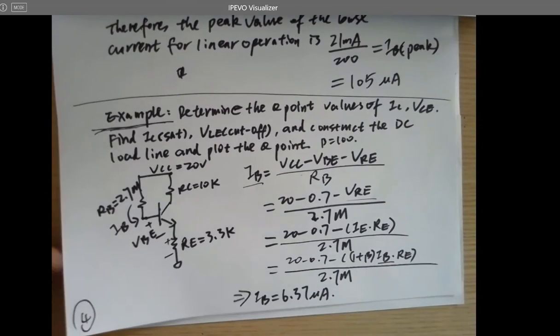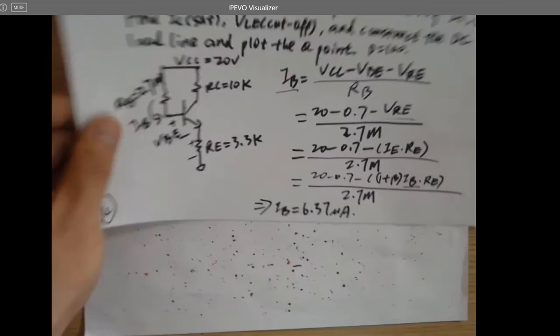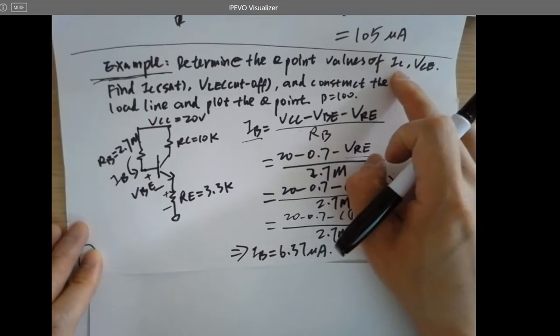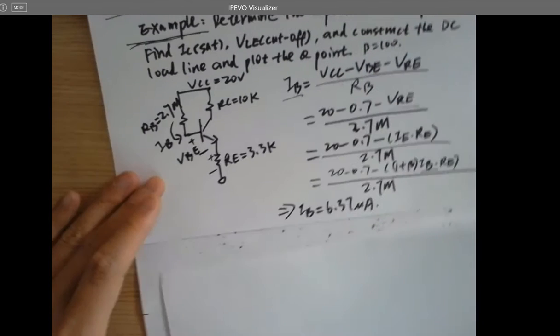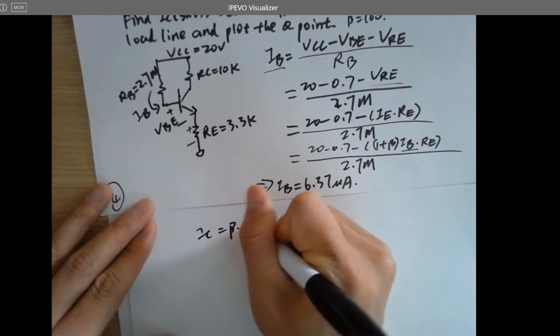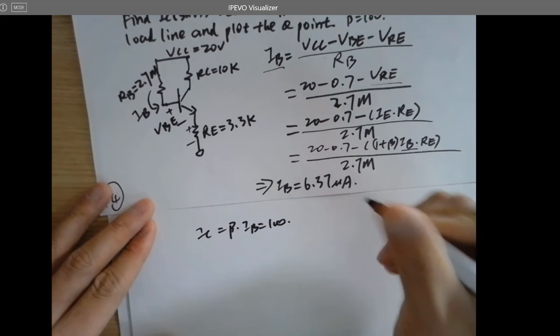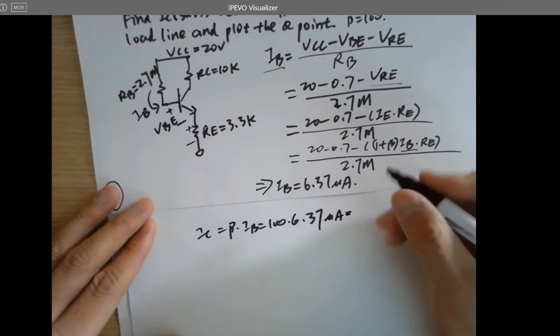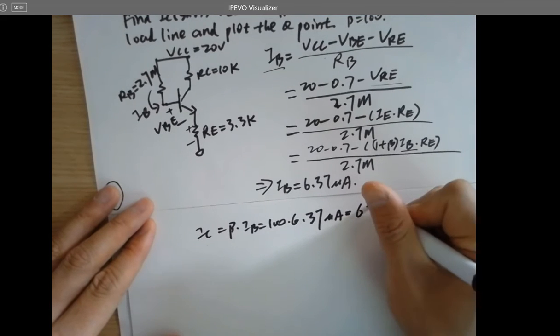All right, that's IB. Because it's asking you what is the value for IC and VCE. So let's calculate for IC, which is beta times IB, which is 100 times 6.37 microamps, which is 637 microamps.